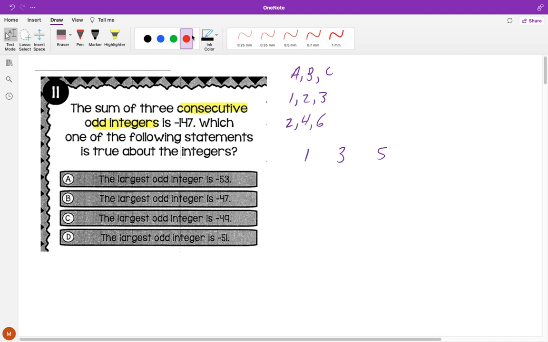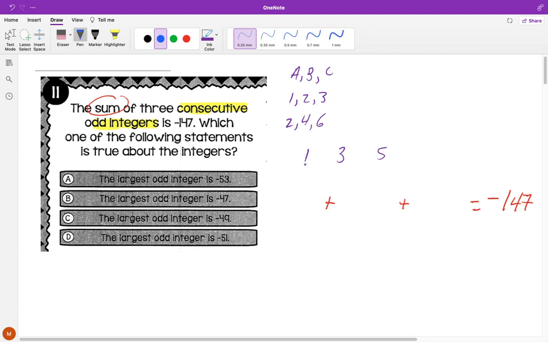Now what we need to do is rewrite this as an equation. Once again, this would be exceeding. This is something you'll have to be able to do next year, but not necessarily right now. So the sum, well, first off, you need to know what the sum means. Sum means the addition. So we know we're adding these numbers together. So we're going to add three numbers together, and we know they're going to equal negative 147. So they need to be consecutive odd integers.